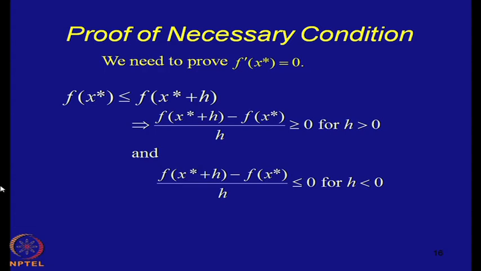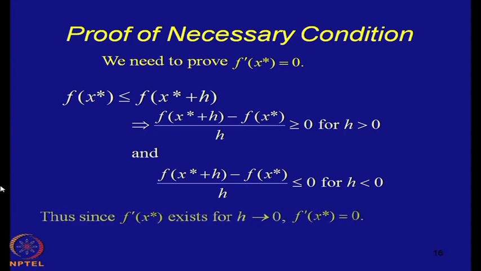But if I consider h greater than 0, then this ratio (f(x*+h) - f(x*))/h is greater than or equal to 0 for h greater than 0, and (f(x*+h) - f(x*))/h is less than or equal to 0 for h less than 0. But as we have assumed that the limit value must exist, the left hand limit must coincide with the right hand limit, and it should coincide with the limit at that point. That is why the only possibility is that f'(x*) must be equal to 0.